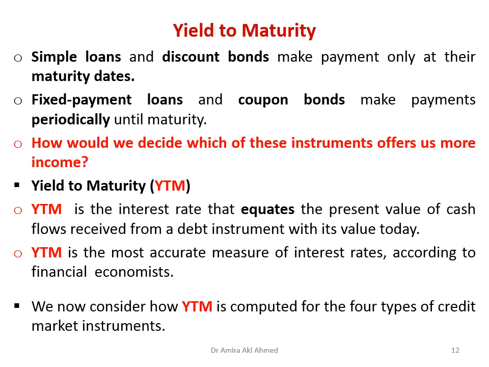To understand the yield to maturity better, we now consider how it is computed for the four types of credit market instruments. Again, the key issue in all these examples is to understand that the calculation of the yield to maturity is done through equating today's value of the debt instrument with the present value of all its future cash flow payments.